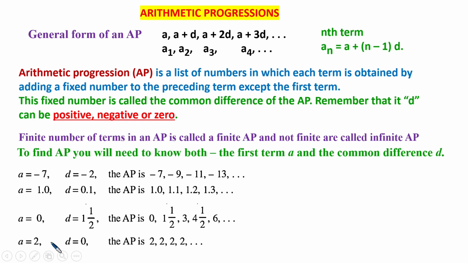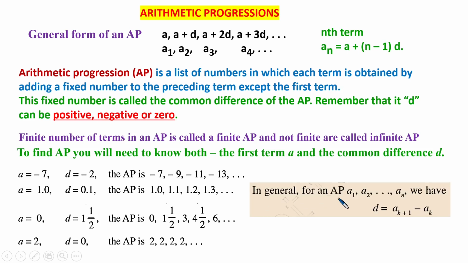And if suppose a is 2 and d is 0, you have 2, 2, 2. As I mentioned here, if this is 0, then a1 will be a, a2 will be a, a3 will be a. So in general for an AP, these are your terms a1, a2 up to an. We have the differences between this term minus the preceding, that is a of k plus 1 minus ak. k can be from 1 to n. Here if k is 1, then a2 minus a1. If k is 2, then a3 minus a2.